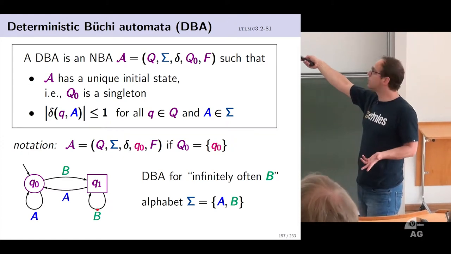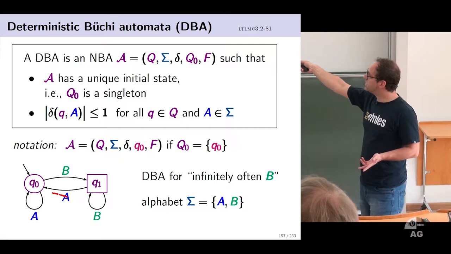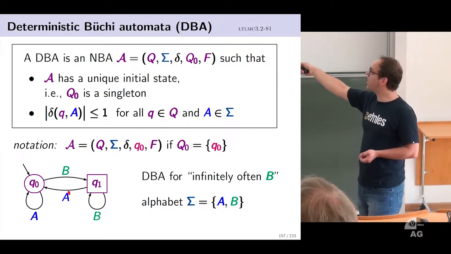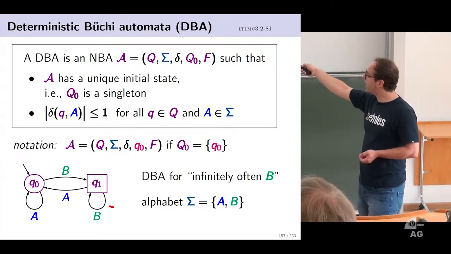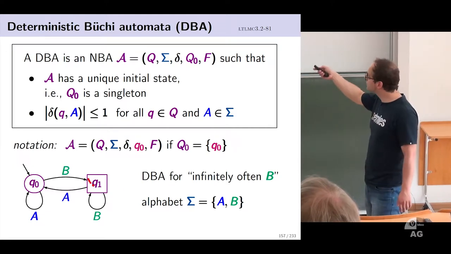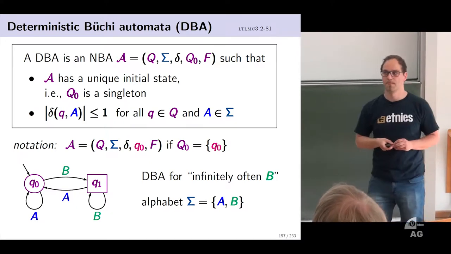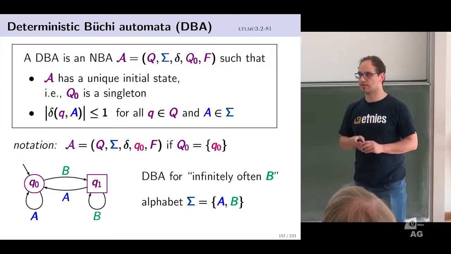But how can we get to Q1? Well, we need to read a B. We are allowed to read some A's in between, that's perfectly fine, but once in a while, we always have to go to Q1 in order to be accepting, right? And if you do this, you automatically have infinitely many B's in your word. Is that clear?